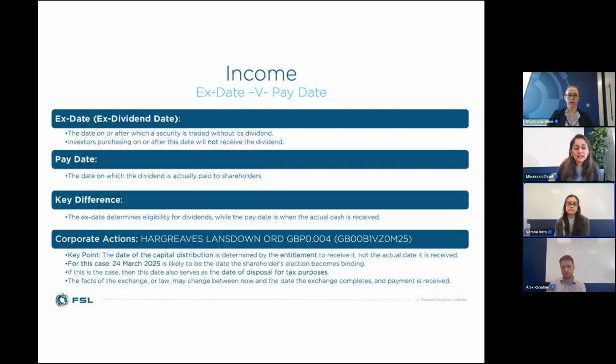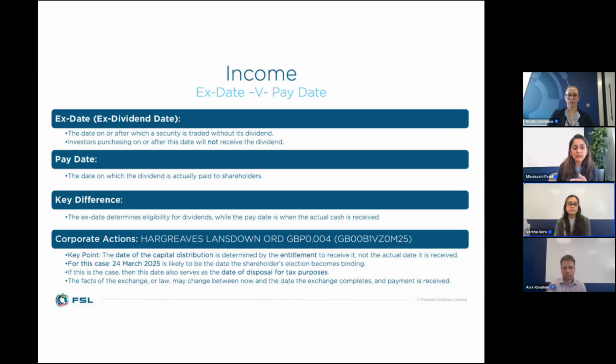That brings us on to income. Another quite common question we get asked is about ex-dates, pay dates and things falling in and out of tax year. It's worth remembering that ex-date is the date on or after which the security is traded without dividend. Investors purchasing on or after this date will not receive the dividend. The pay date is when the dividend is actually paid to the shareholder. There could be a gap between the ex-date and pay date, quite commonly known for ERIs, and that could affect in which tax year the actual payment will be reflected.